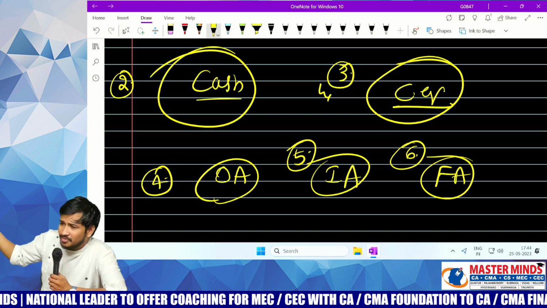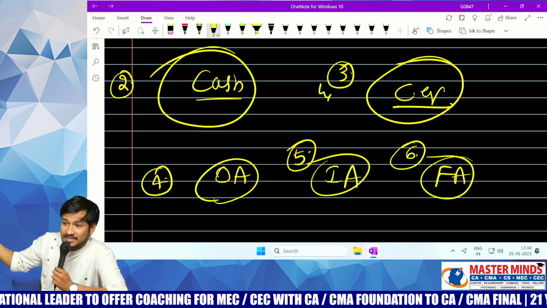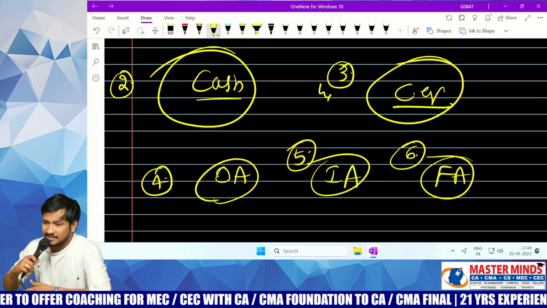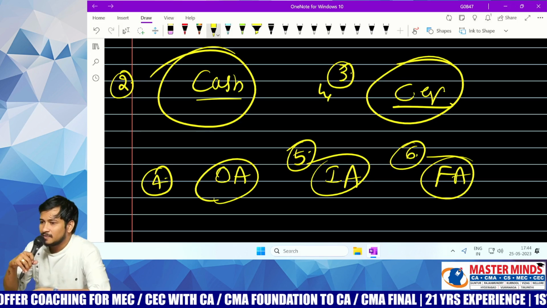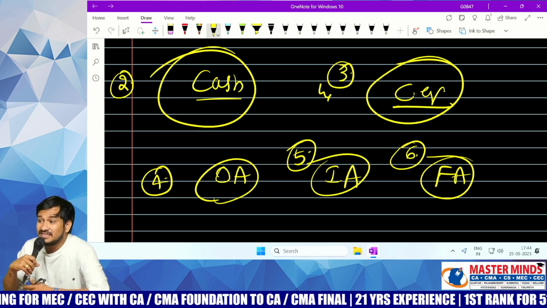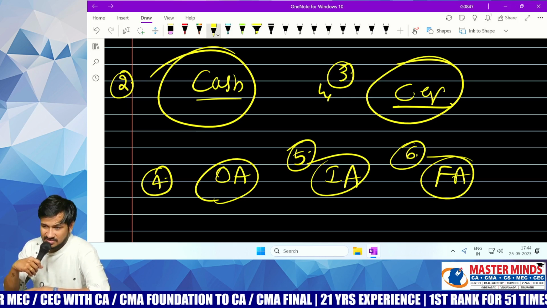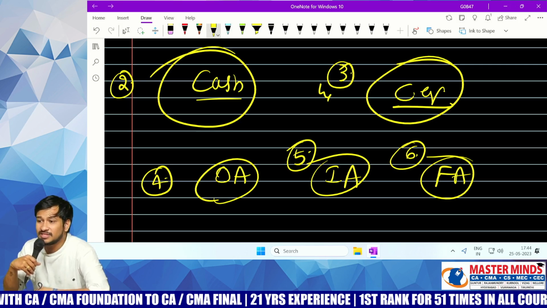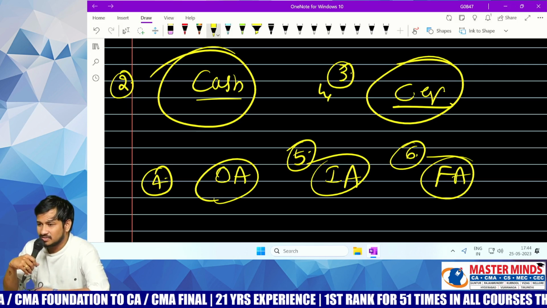What is definition number 1? Cash flow statement. What is a cash flow statement? It is a statement which reconciles the opening and closing balance of cash and cash equivalents through inflows and outflows with respect to activity-wise.